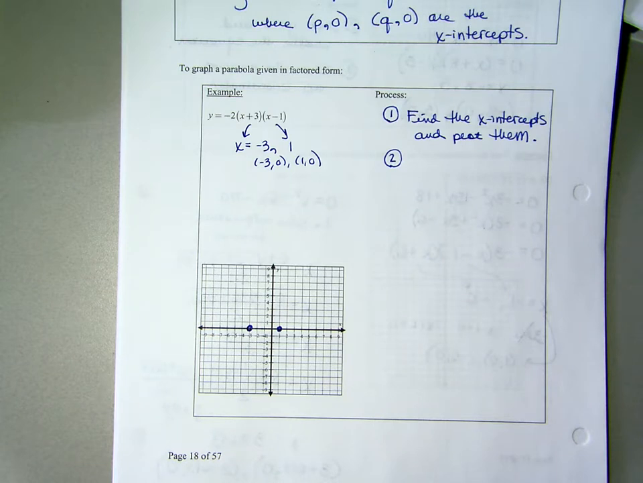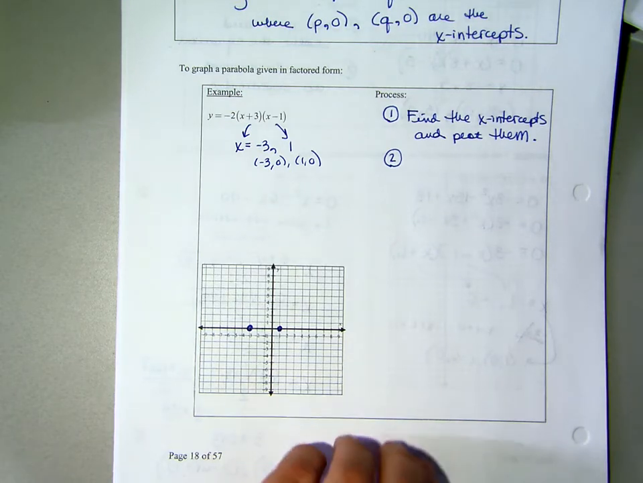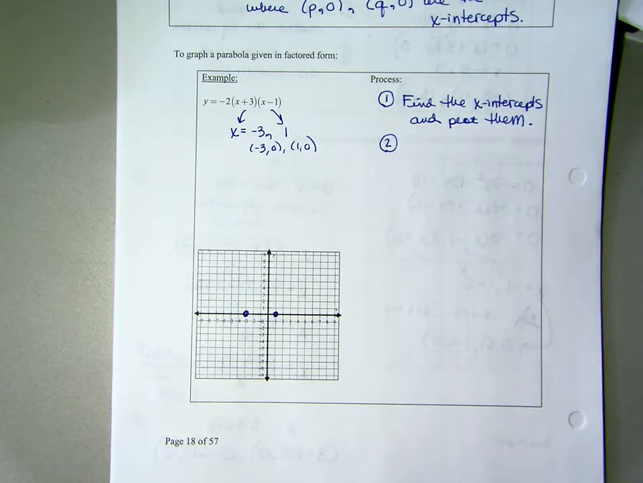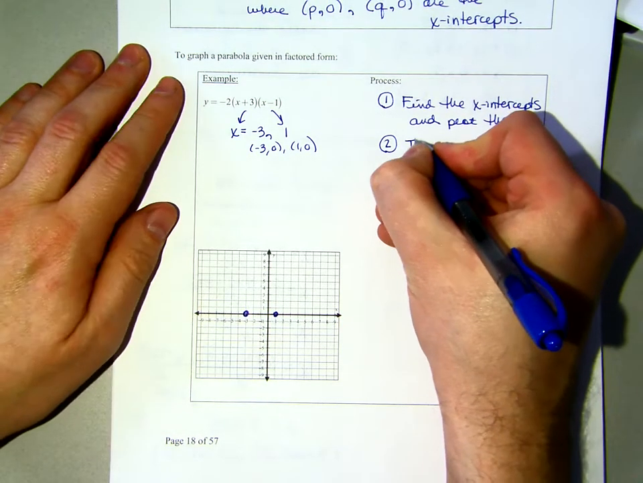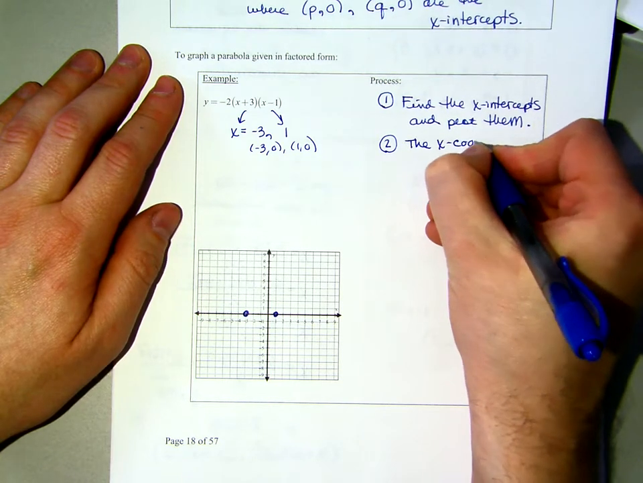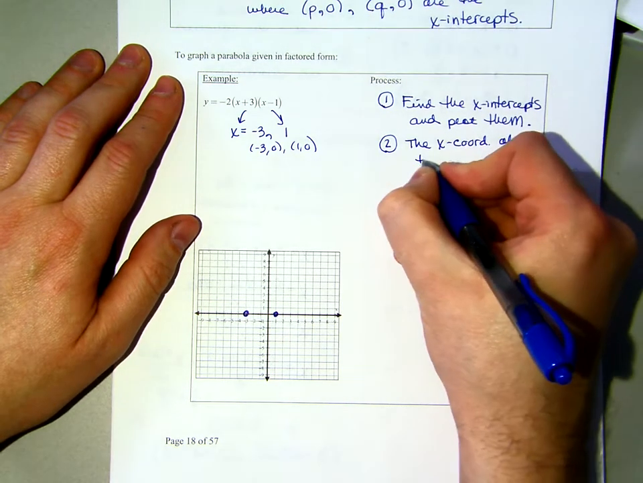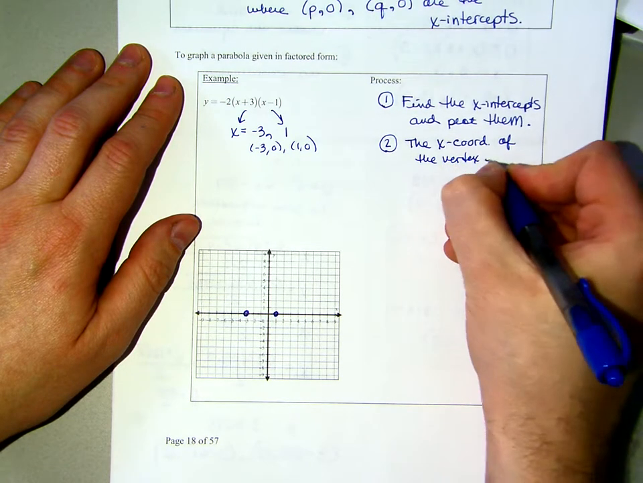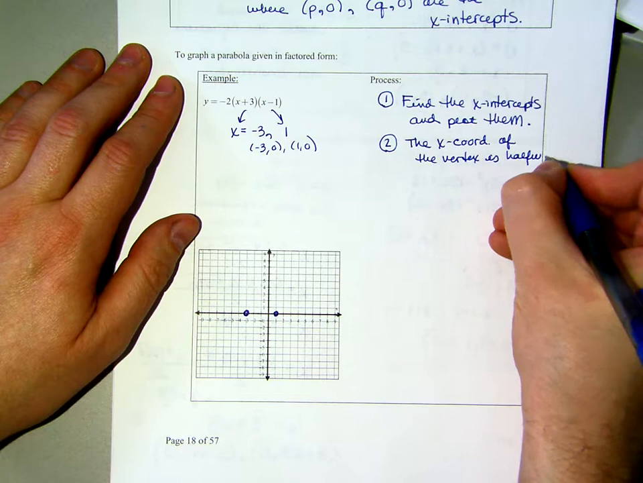How can I quickly find the vertex? I can, but that's not going to be quick. Let's look at the graph. I've got an x-intercept here and an x-intercept here. Where's the vertex going to have to be located, Abby? Exactly halfway in between those x-intercepts. So the x-coordinate of the vertex is exactly halfway between the x-intercepts. Let me write that down for step 2.